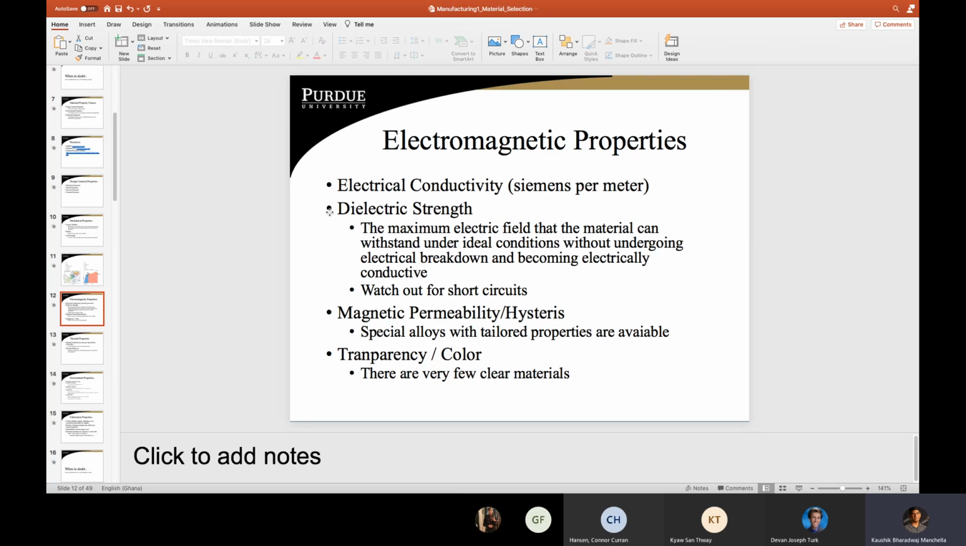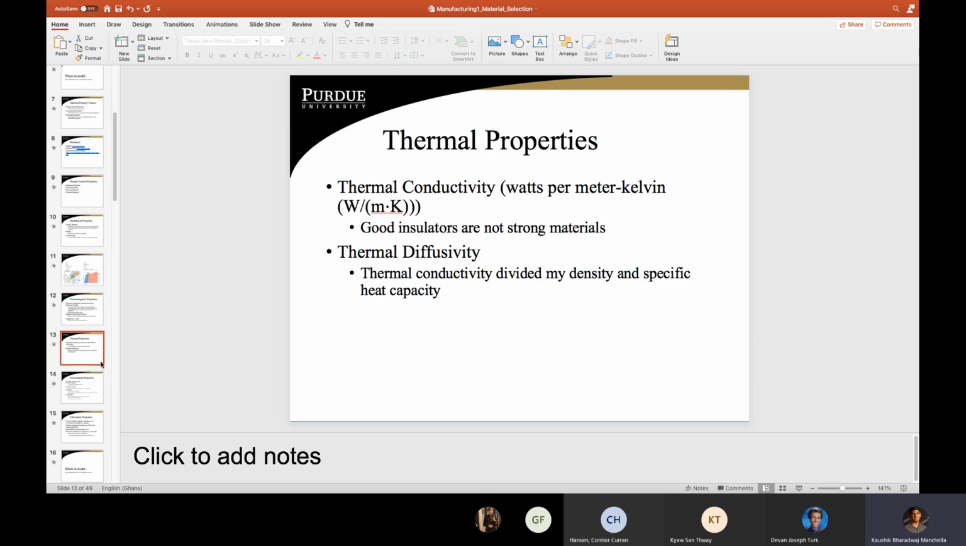Magnetic permeability and hysteresis are basically about whether your magnetism is going to get affected by the machining process. And then I should not have put transparency on this slide, but it's something to consider later onwards. And this next one may be something you consider more often.